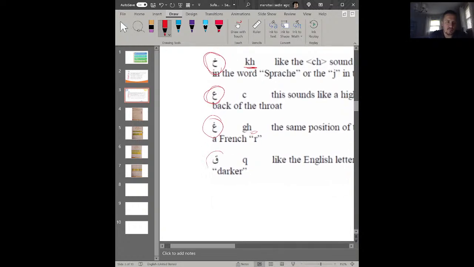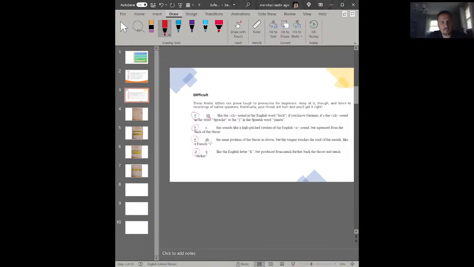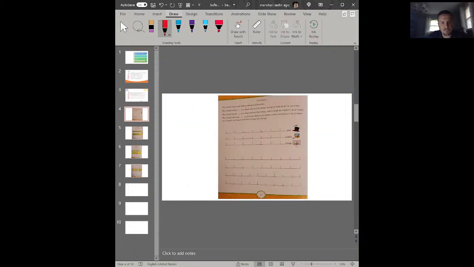And then qaf, the q. You say k. This one is qaf. Make your lips in a circle position and then try to pronounce the letter qaf. So that's for the beginning to know, and then we'll go on to the first letter that we would like to take today.